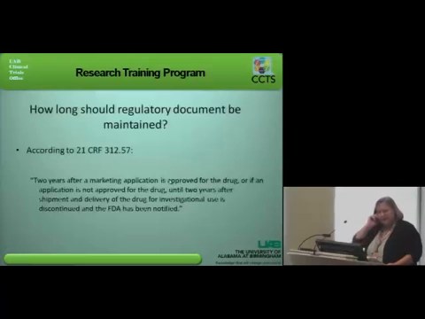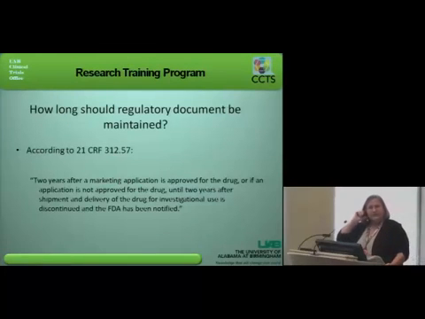Okay, let's go back now to what we were talking about at the beginning: how long do I really keep a study? How long should I really keep the regulatory documents maintained? Verbatim from the regulation, I'm going to read this quote to you.